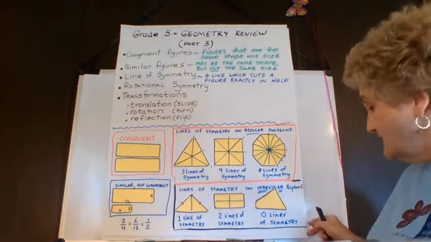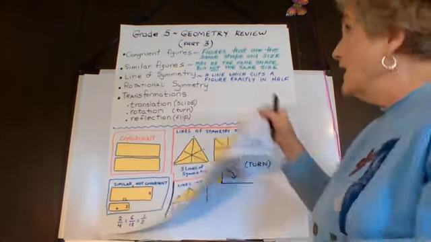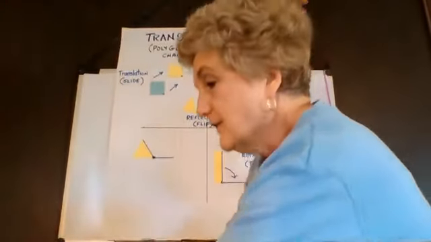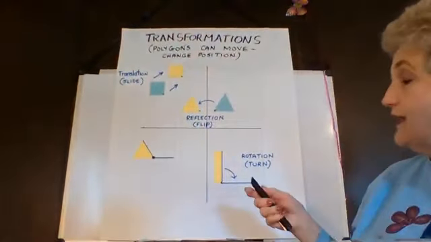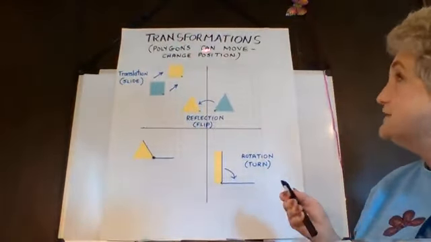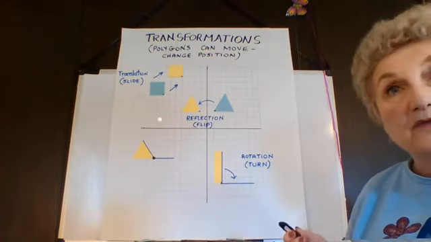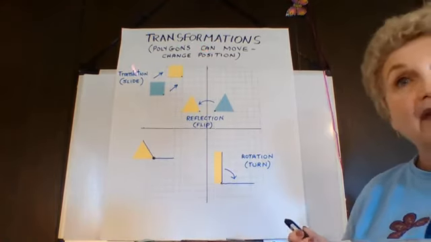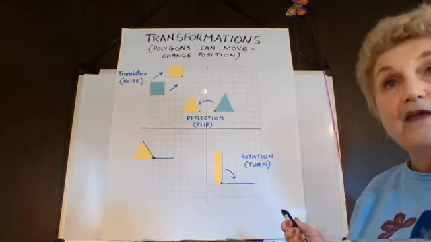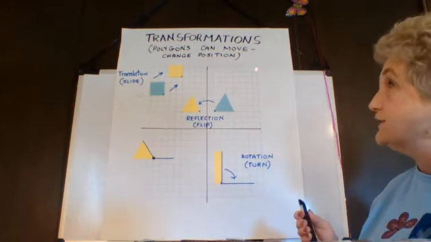Okay, so that's lines of symmetry. Now we're going to talk about transformations. Transformations is a big word that just means polygons, those figures we've been talking about, can move. They can change positions. And there are 3 kinds of transformations.